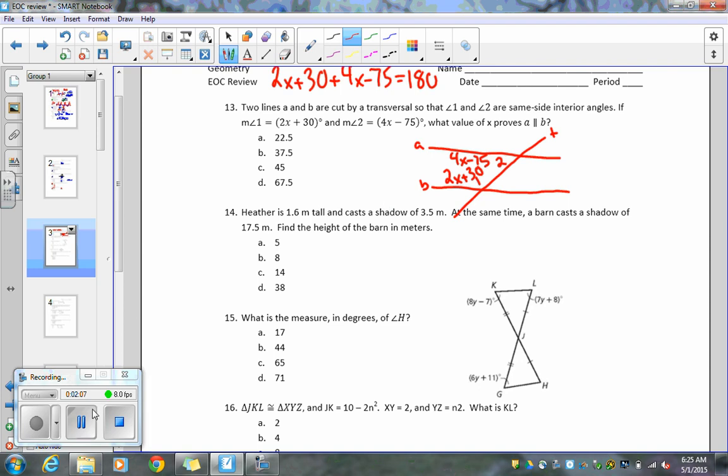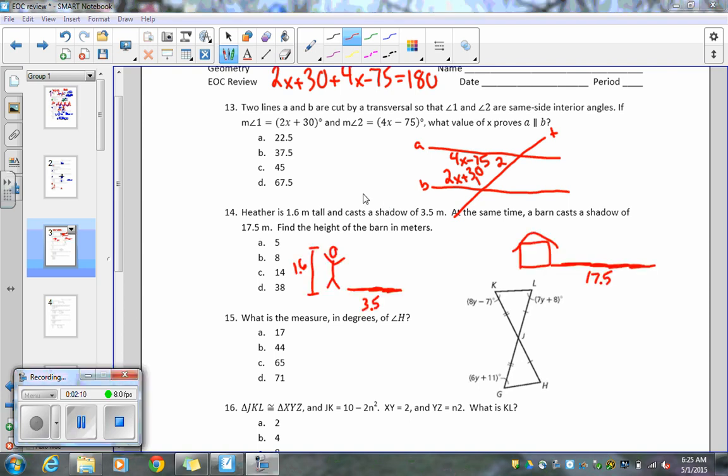Once again, let's go ahead and draw a picture. Here's my picture. It's obviously not pretty. You have Heather, who is 1.6 meters, and her shadow is 3.5. The barn's shadow here is 17.5, and we're looking for the height, which we'll say is x. This is where you set a proportion: the height of Heather, 1.6, over her shadow, 3.5, is equal to the height of the barn, x, over its shadow, 17.5. Cross multiply and solve.